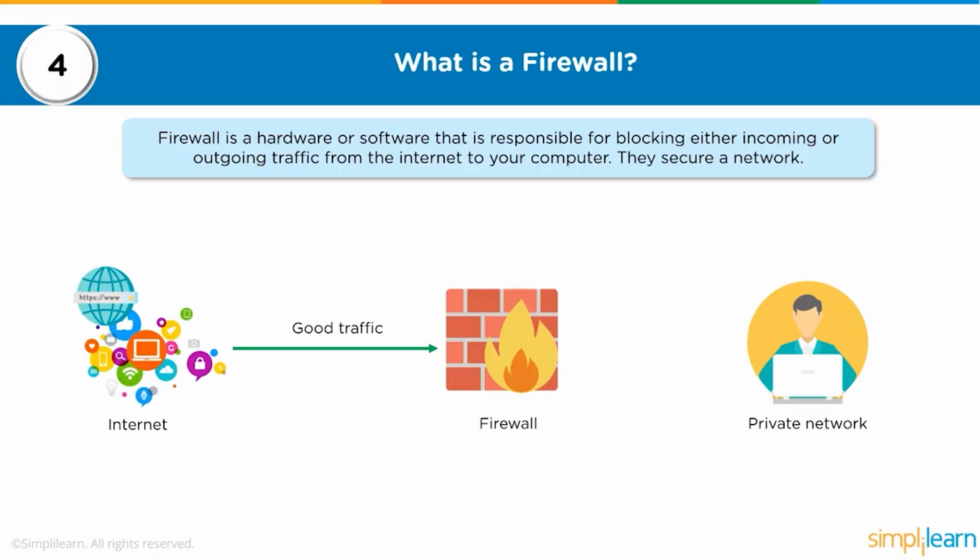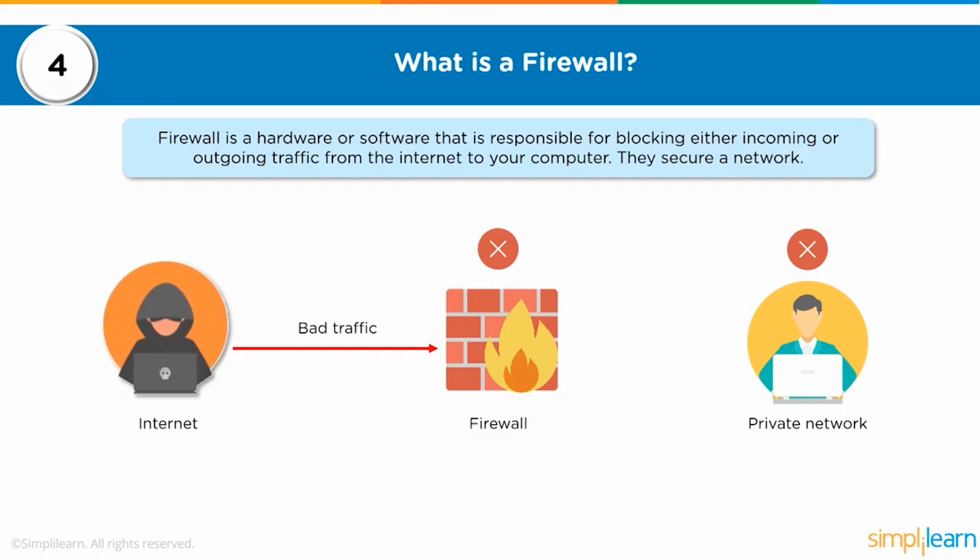Okay, so based on the configurations that you have done, based on the rules that you have created on the firewall, it will then, based on those rules, identify whether some traffic is allowed in that network or some traffic is to be blocked from entering that network. So as the screen shows, the firewall rules will analyze whether the traffic is good. If yes, it will allow. If the traffic is bad, it will block the traffic and not allow that connection from happening in the first place.